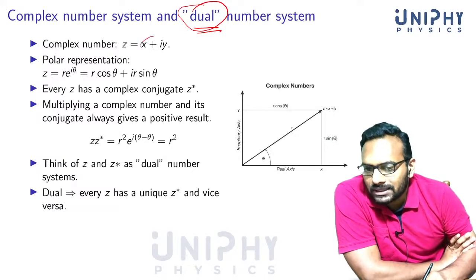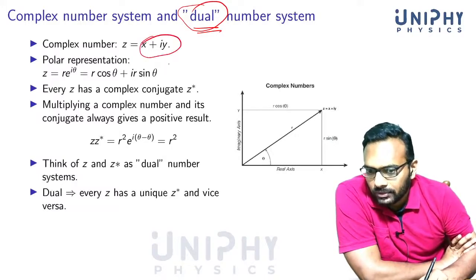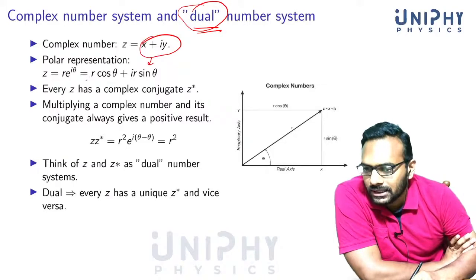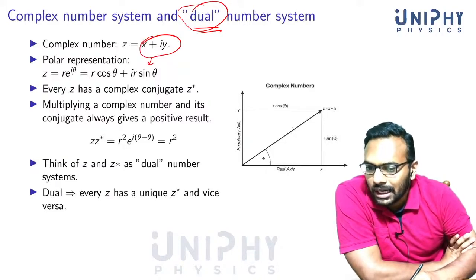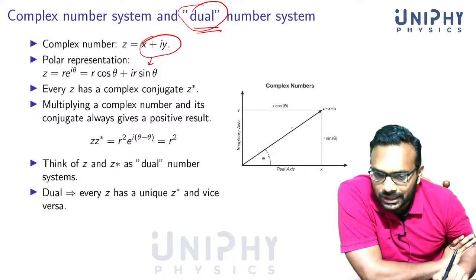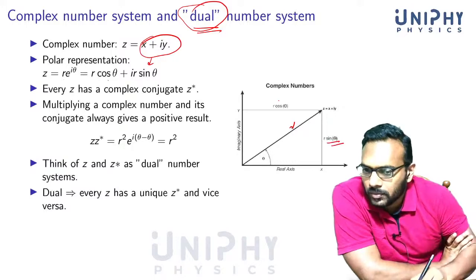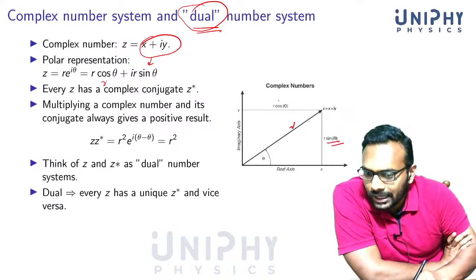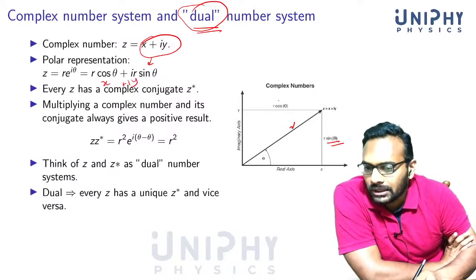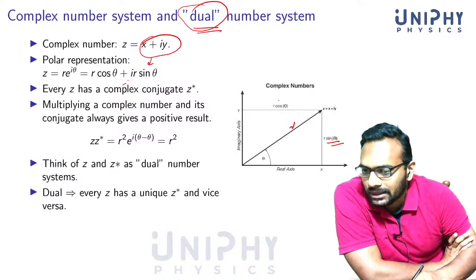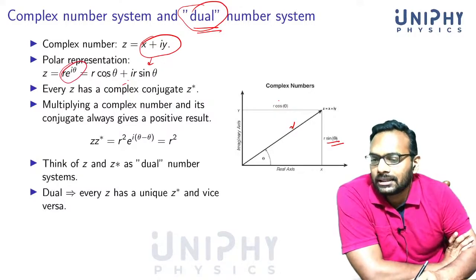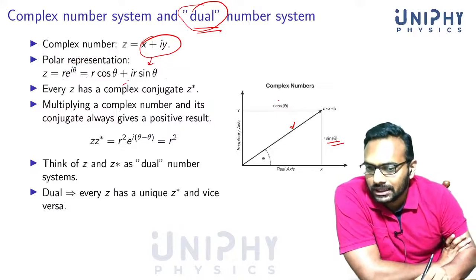If you take a complex number, z equals x plus iy, you know that you can also represent it in a polar representation. It's written as r e raised to i theta, where theta is this angle. This length is r, and this is r cos theta, this is r sin theta. So r cos theta is x and r sin theta is y, so it's x plus iy, and r cos theta plus i r sin theta can be written as r e raised to i theta. So a complex number can be represented like this also.